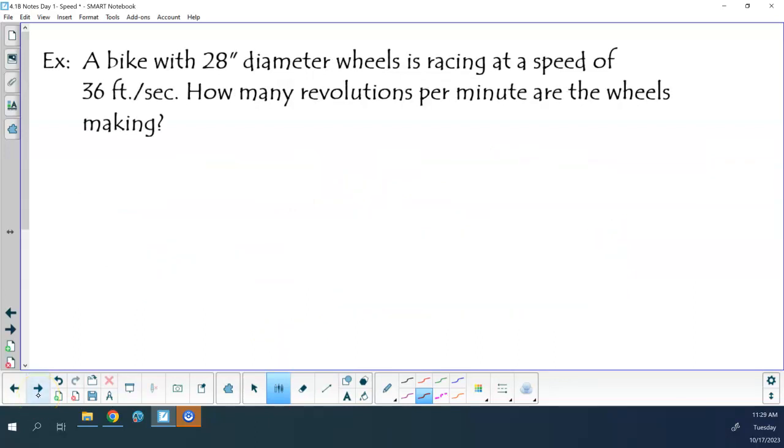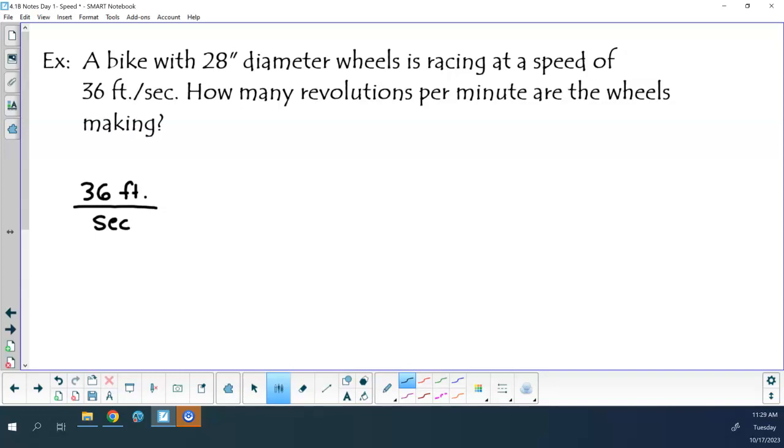A bike with 28-inch diameter wheels is racing at a speed of 36 feet per second. How many revolutions per minute are the wheels making? Okay. So we started with 36 feet per second. We want revolutions per minute. And what's your first conversion?